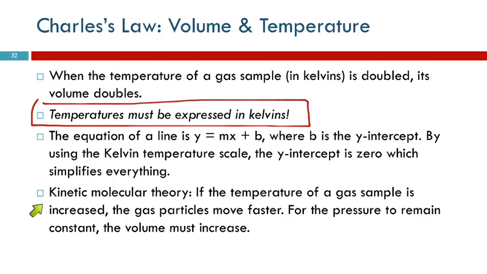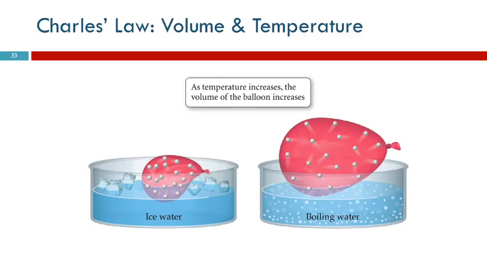Kinetic molecular theory explains this. If the temperature of a gas sample is increased, the particles move faster. If we want the pressure to stay the same, we have to increase the volume. If you just increase the temperature and don't allow the volume to change, then the pressure is going to change. This is something you can try at home. Blow up a balloon, just kind of medium full. Stick it in ice water. It'll shrink. Take it out, put it in boiling water, watch it get bigger, and go back and forth. The volume of a gas depends on its temperature.